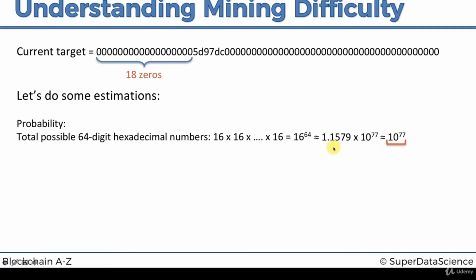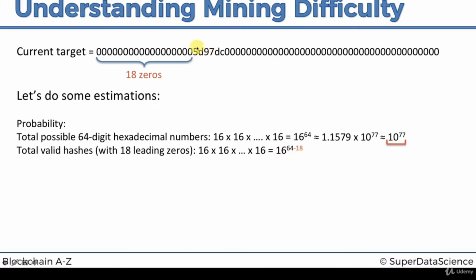So we're going to underline that with red. And then the second question is, how many possible hexadecimal combinations are there with 18 leading zeros? Well, the answer is 16 to the power of 64 minus 18.